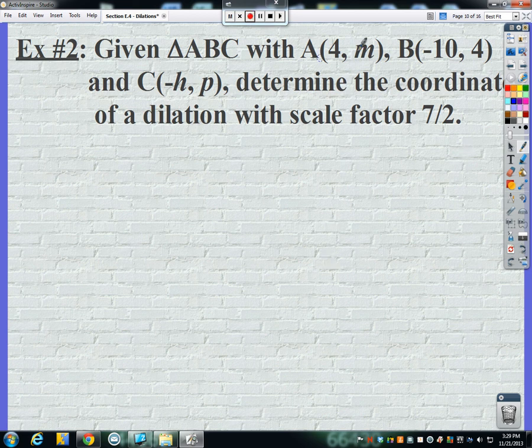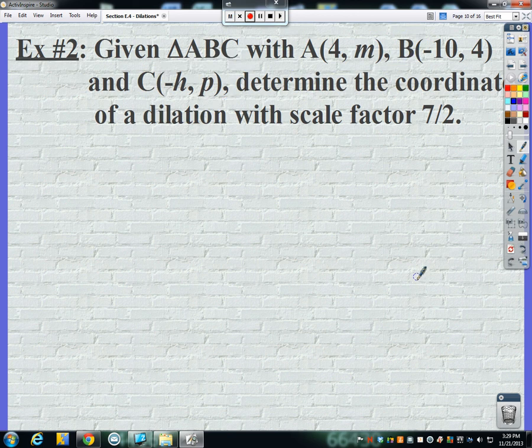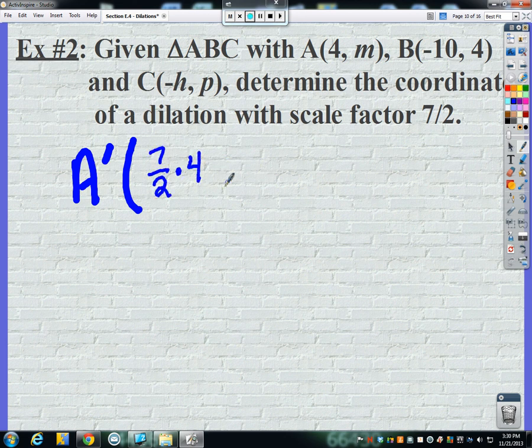Now, one thing you probably notice is we can't really graph (4, m). We can't really graph (negative h, p). We don't know what those values are. True, but it doesn't matter. So A prime is just going to be, we're going to take our scale factor, 7/2, and multiply it by 4. And we're going to take our same scale factor, 7/2, and multiply it by m.